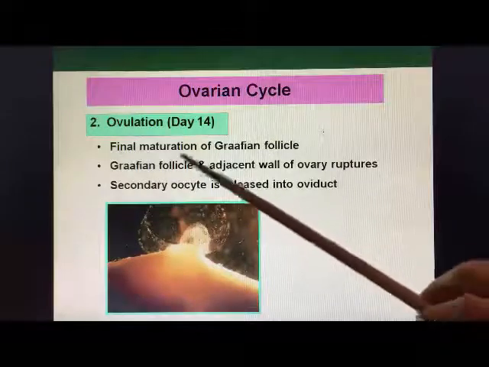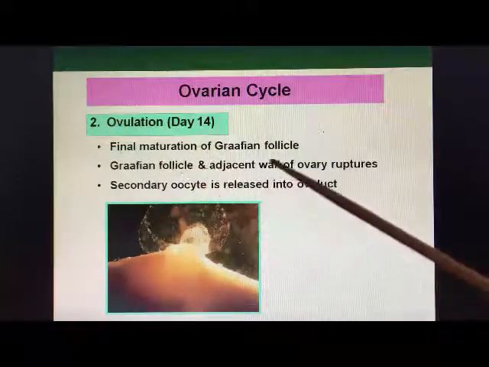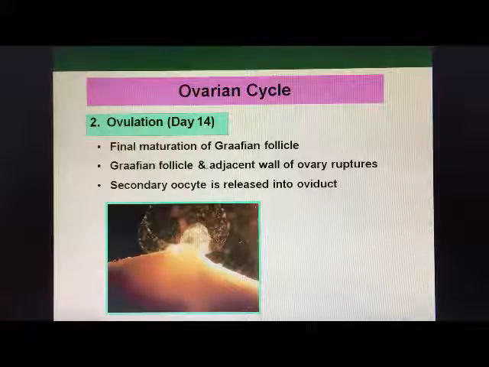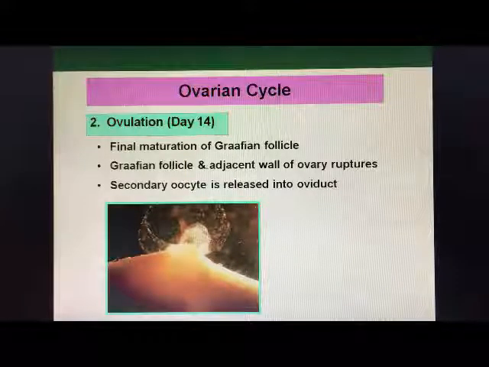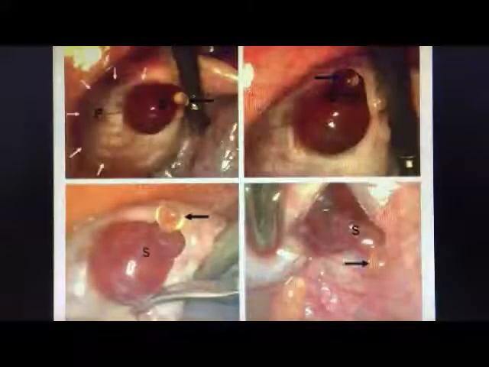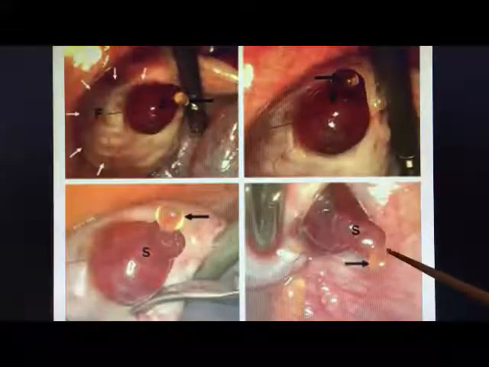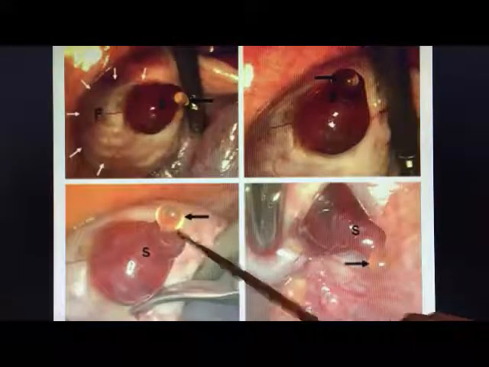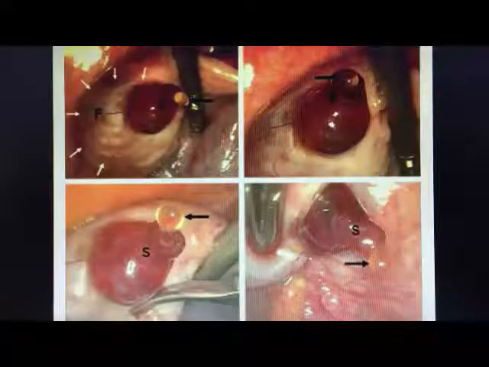So ovulation, which occurs around day 14, is when the Graafian follicle finally becomes mature. The wall of the ovary ruptures and the secondary oocyte is released into the oviduct. You can note here that this is the secondary oocyte. It's very large, about 2 cm for a human secondary oocyte.